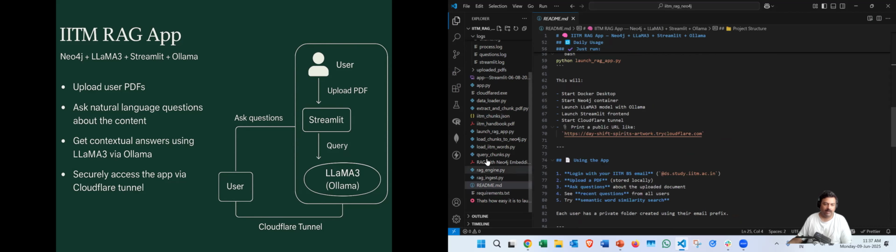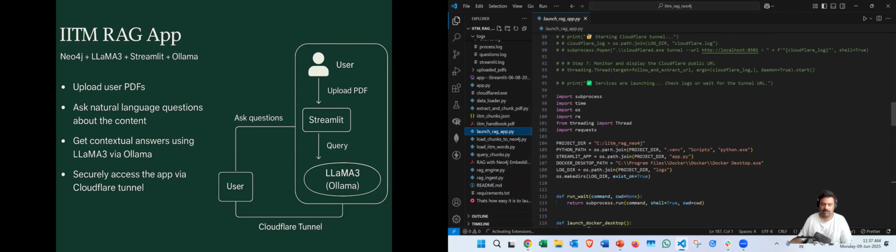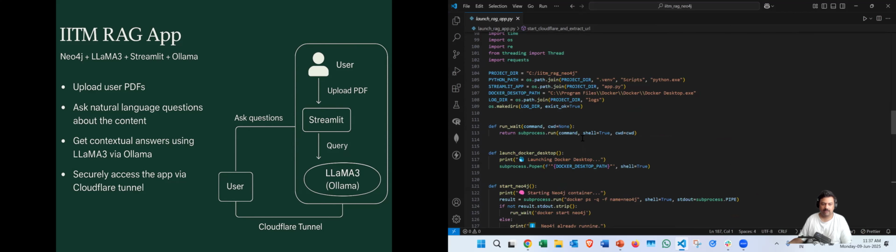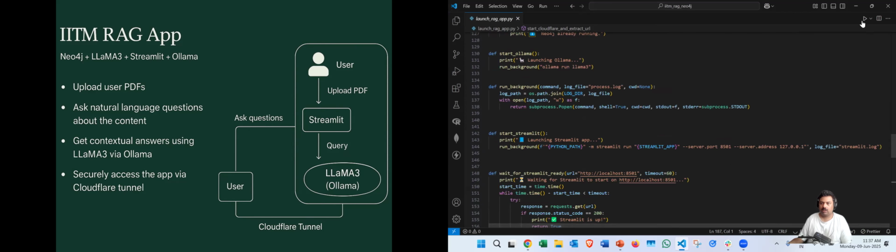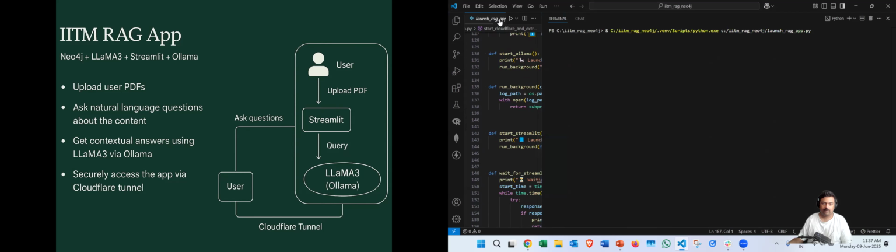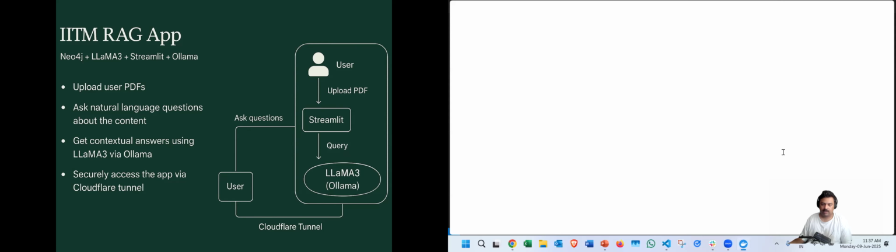Okay, so with that, let's go to launch rag app.py. It simply runs these commands. I'll minimize this and it launches Docker Desktop. So here we go. So it launches Docker Desktop. So you would see Docker Desktop coming up. It takes around 5 to 10 seconds.